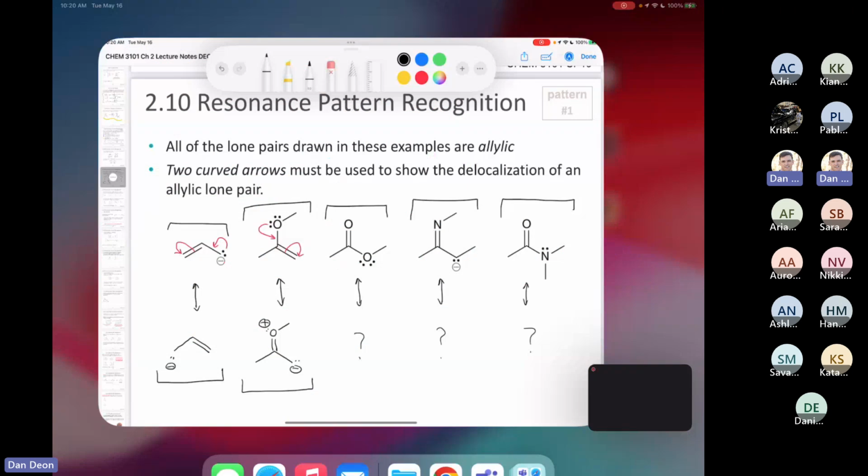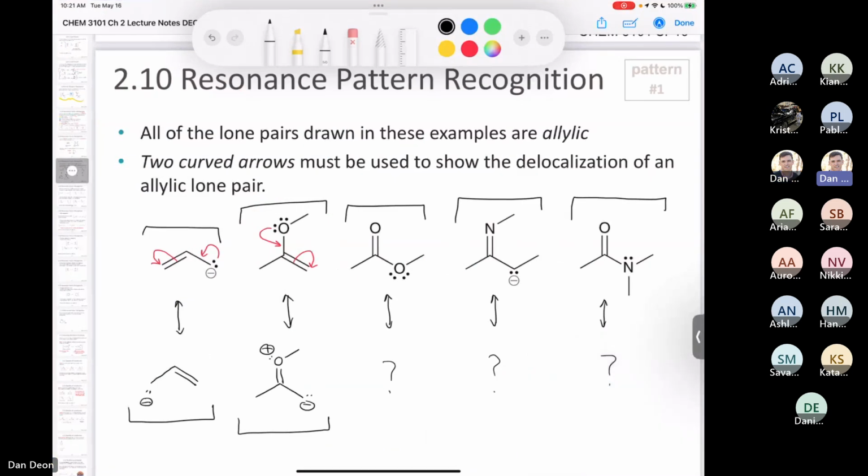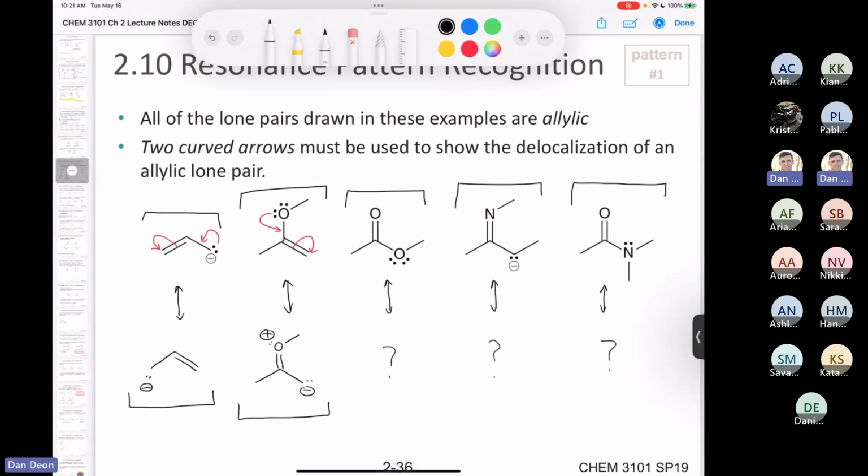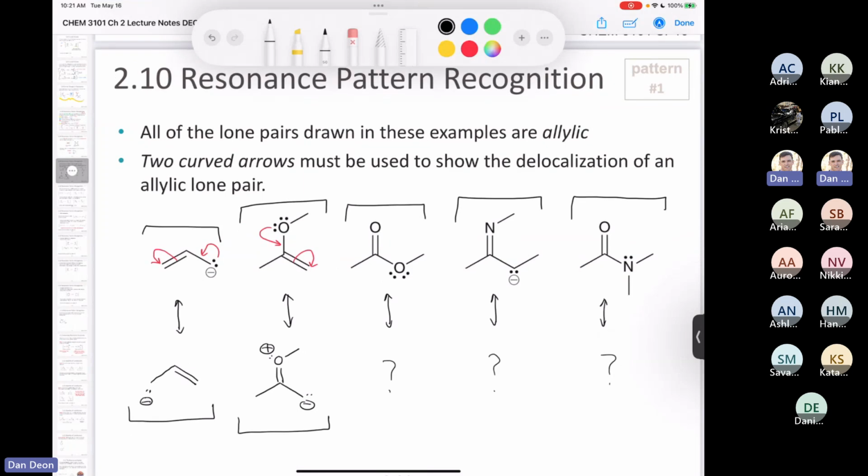Okie doke. All right. So hopefully you took the time to draw these resonance structures. So I'm going to erase all these question marks and we're going to fill them in. So the first one is an ester. And maybe we can start out by putting in the lone pairs that are missing here in the middle. Now you see that we have a double bond. We go one atom away, we find a lone pair. So that's an allylic lone pair.